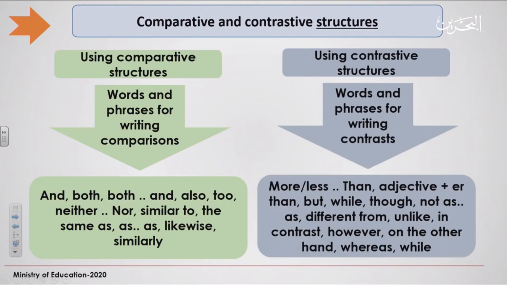Contrast is the opposite. So what do we use? More, less, than, adjectives with ER, but, while, though, not as, different, unlike, contrast, however, whereas, while, and so on. So here, we use all the words or the synonyms or the phrases that ensure they're tackling the same point. It's a support. Here, the contrast, it's the opposite. Unlike, however, but, and so on.